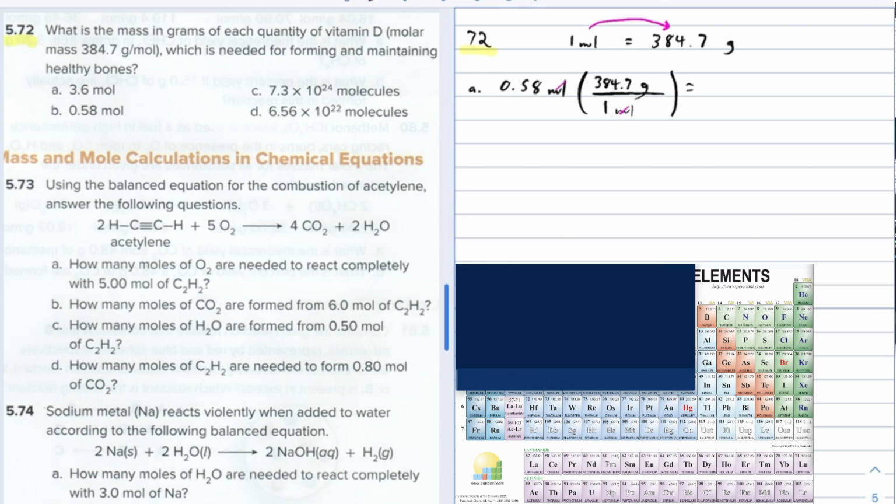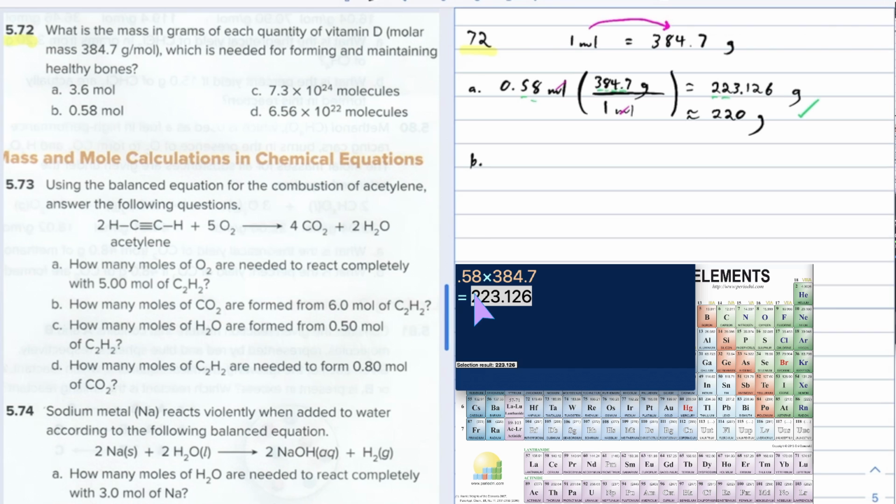And the calculator, let's see what it gives us. 0.58 times 384.7 and we get 223.126 grams. Now we start with 2 sig figs. The molar mass is 4, so we're going to be limited to 2. We're going to have to round here. It's going to round to 220 grams. And there you go.